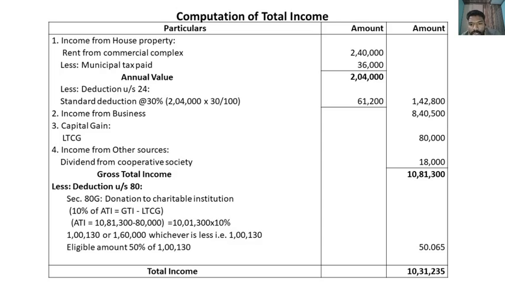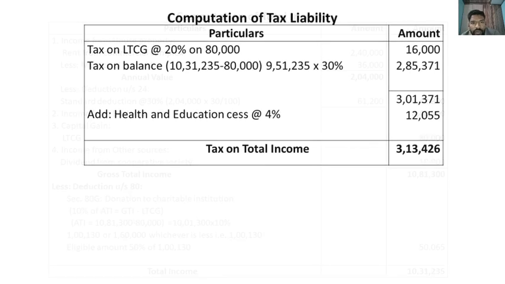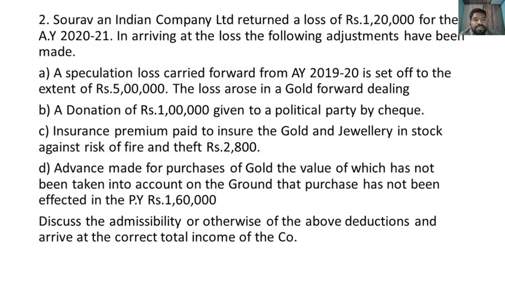And the total income is 10,31,235. And for the tax liability, special rate on LTCG we know is 20%, and on the remaining balance 30%. Whatever tax we got, for that we should add health and education cess of 4%. And tax on total income is 3,13,426.